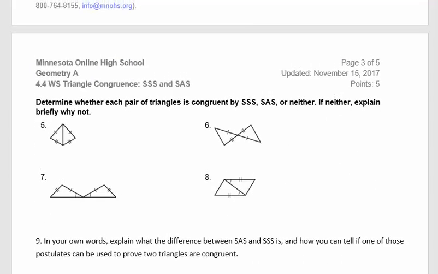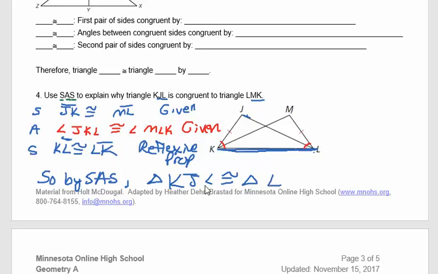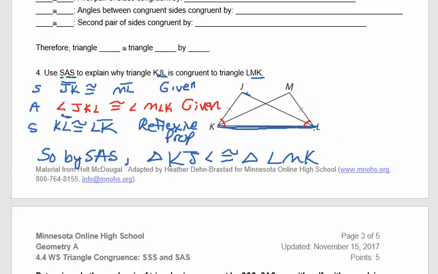Okay, in this section, you're going to say whether or not the pair of triangles is congruent by, oh, I forgot to finish this one up. And then I would say, so by SAS, triangle, and they give us which triangles to use here. Triangle KJL is congruent to triangle LMK. It's like a mini proof.